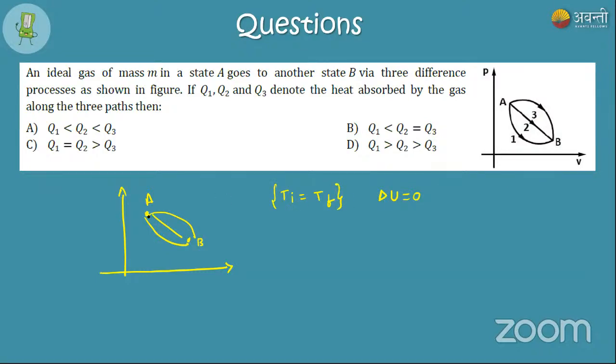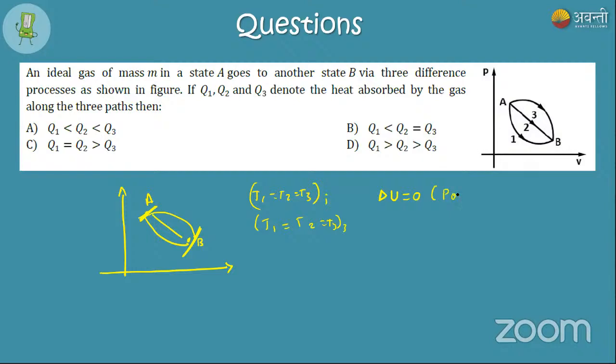The temperature at the initial point and at the final point B are the same for all three processes. T1 initial is equal to T2 initial is equal to T3 initial, and all three end at the same point, so T1 final is equal to T2 final is equal to T3 final. When all of these three processes start and end at the same points, they have the same internal energy. So the change in internal energy is 0.